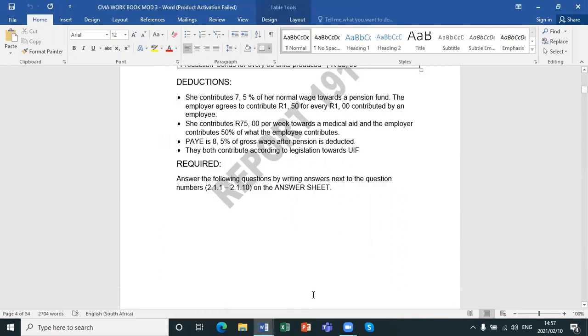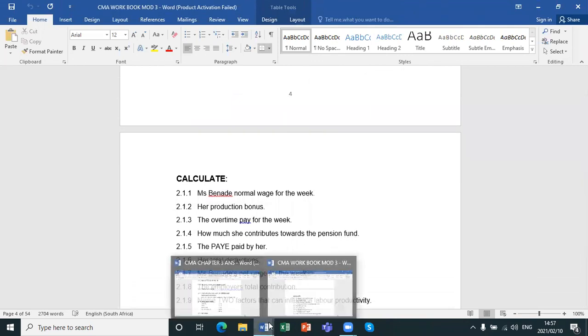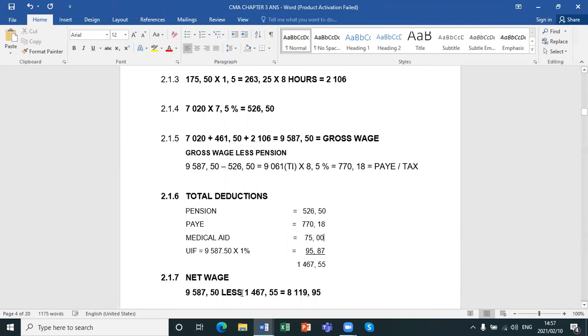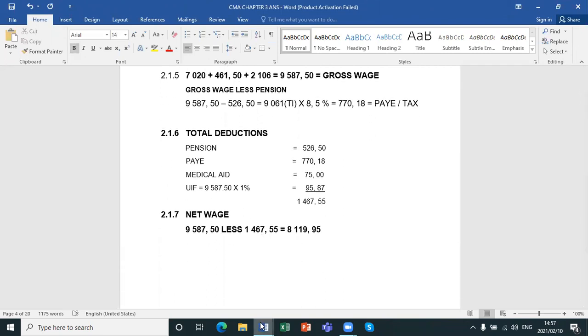Let's go to our next one, 2.1.7, net wage for the week. How do you get to net wage? The rule is it's your gross minus your deductions. There's the gross, and there's the deduction, and there's the net wage.